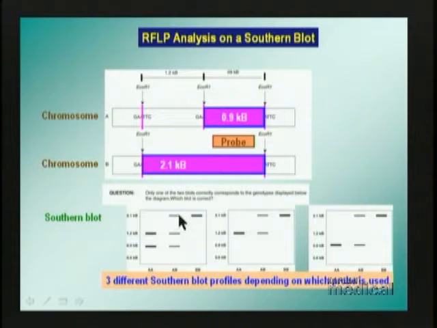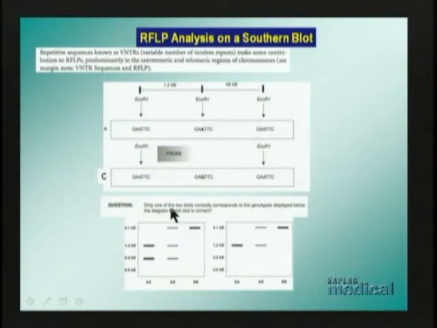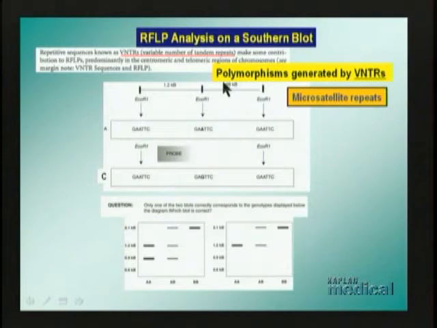So what have we done so far? This is RFLP analysis and looking at polymorphisms generated by mutations. Now there's another way in which we can end up with polymorphisms of DNA fragments, and this is done by polymorphisms generated by something called VNTRs. First of all, what does VNTR stand for? VNTR stands for variable number of tandem repeats. Another name for VNTRs is microsatellite repeats, or minisatellite repeats, depending on how big the VNTR is.